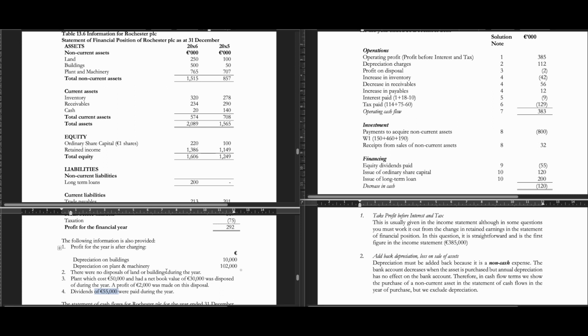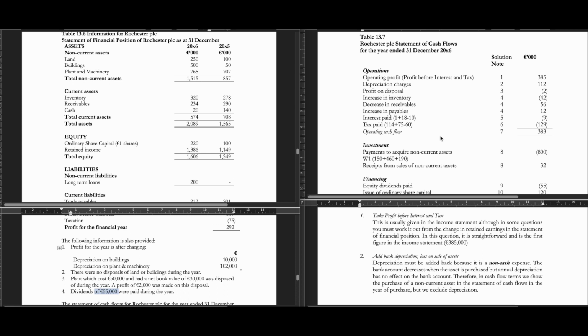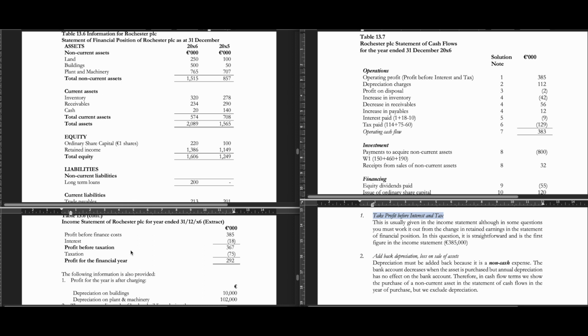So what we're going to do now is go through the 9 steps that I just talked about in relation to preparing the solution for this question, the cash flow statement. So this is the solution here, and down here we'll look at the 9 steps. The first one is to take profit before interest and tax. So we're going to get out of the income statement over here, profit before finance costs. And that will go up here, so that will be our first line of our cash flow statement.